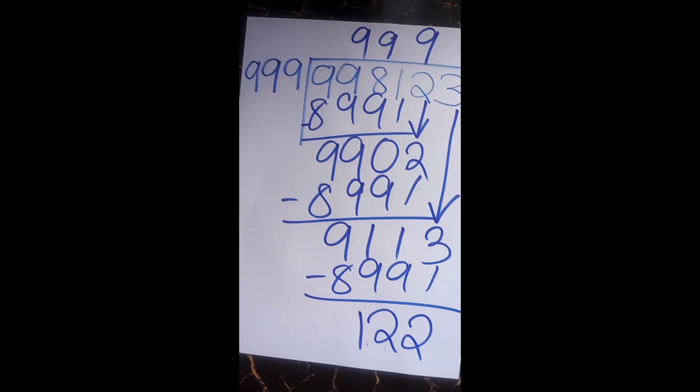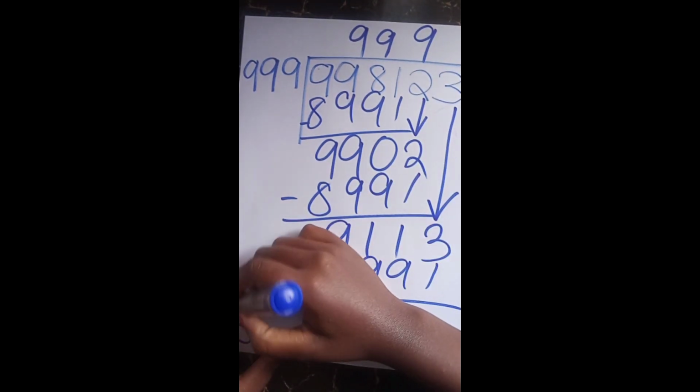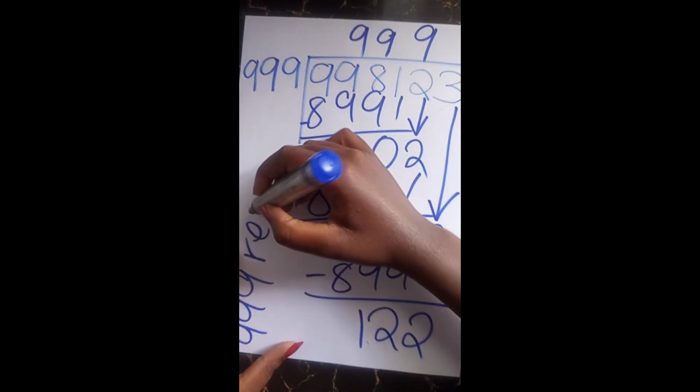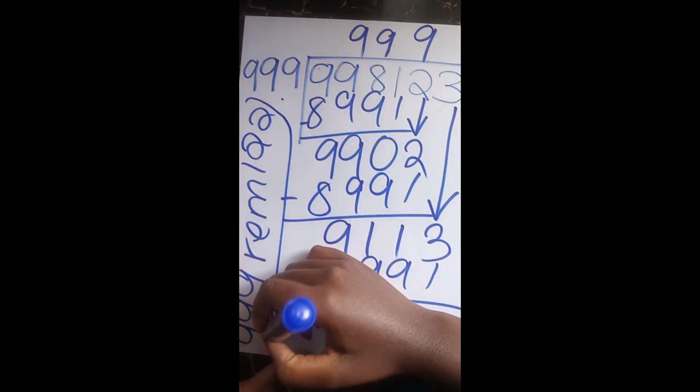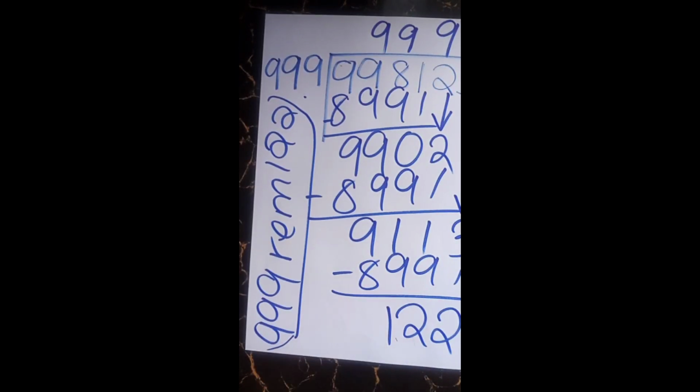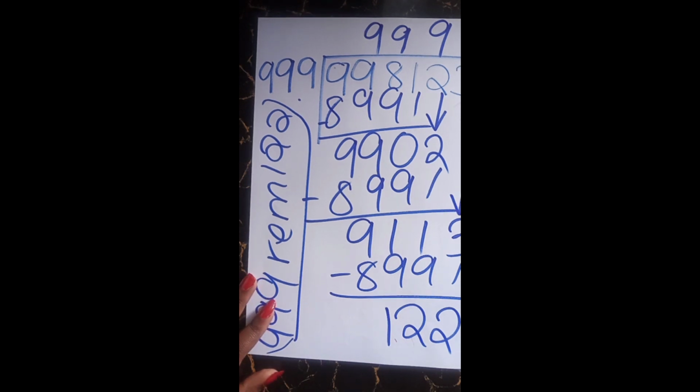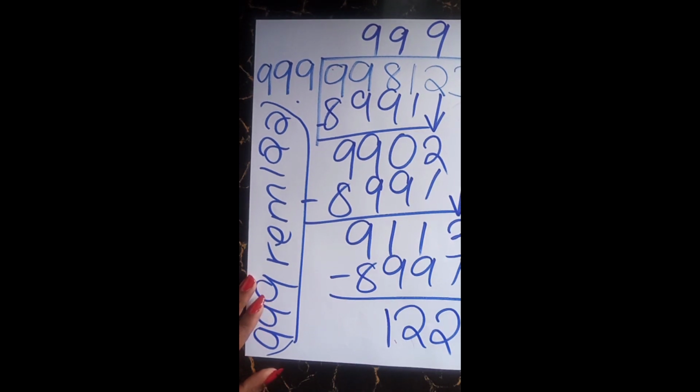Okay, so that means that the answer to this question is 999 remainder this. This is the answer to this question. Are we together? Yes. So let's look at another example.